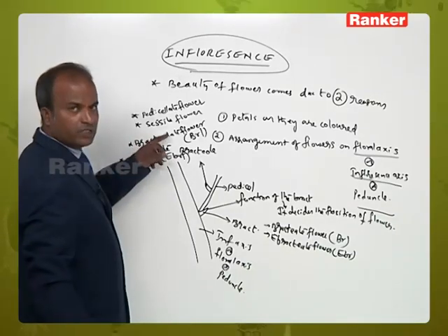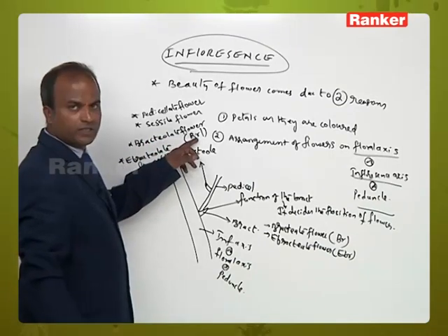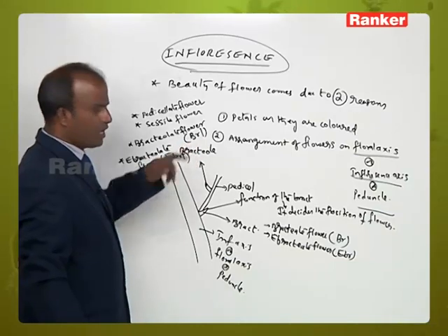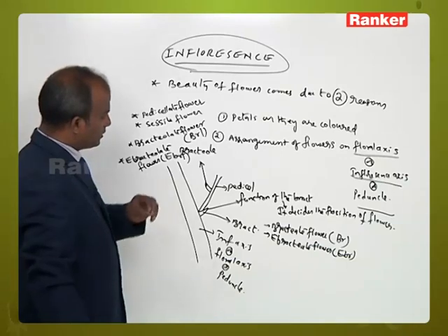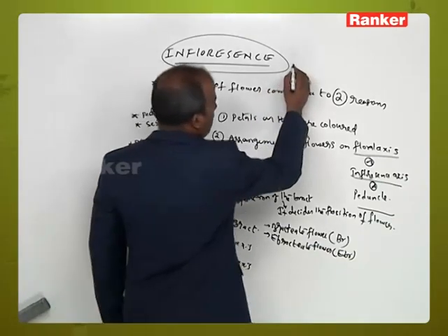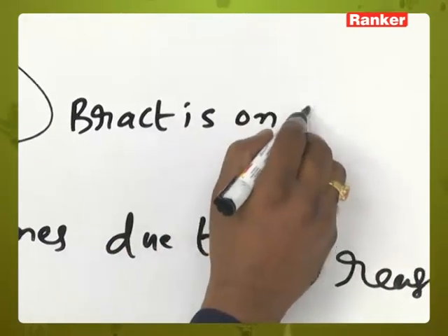If the flower contains bracteole, then it is called as bracteolate flower. It can be represented in the floral formula as BrL. Now, bract is present upon which one? Now here, bract is present upon. Bract is on peduncle.